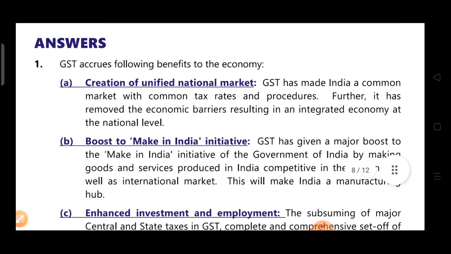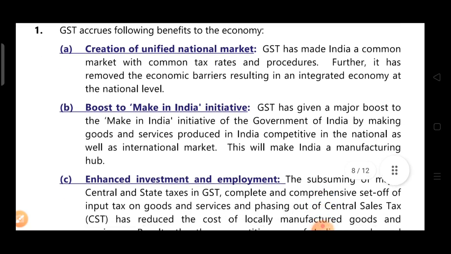So creation of unified national market. GST has made India a common market with common tax rates and procedures. Further, it has removed the economic barriers, resulting in an integrated economy at the national level. As there is a common tax rate and common procedure, infrastructure is much more simplified. So this has led to the creation of a unified national market. This is the benefit to the economy because of GST.